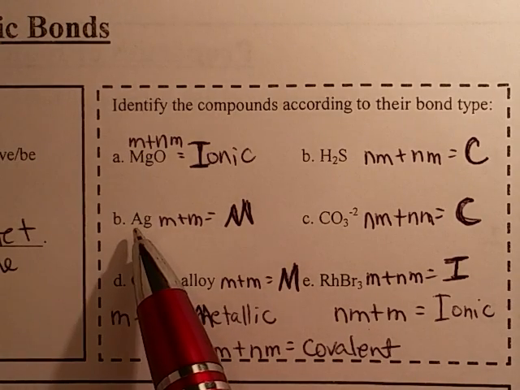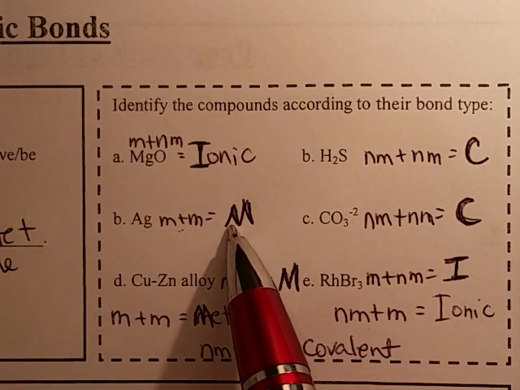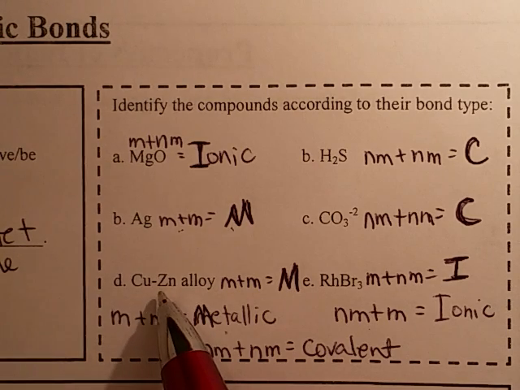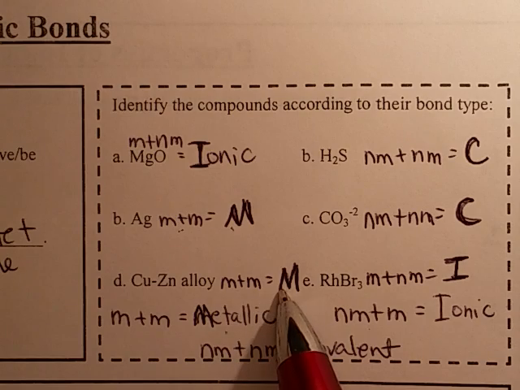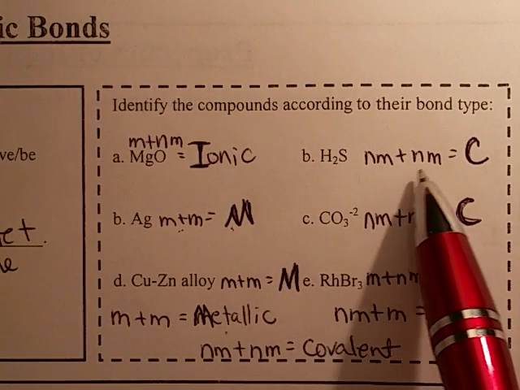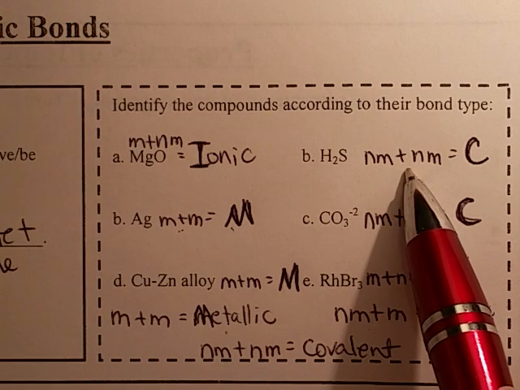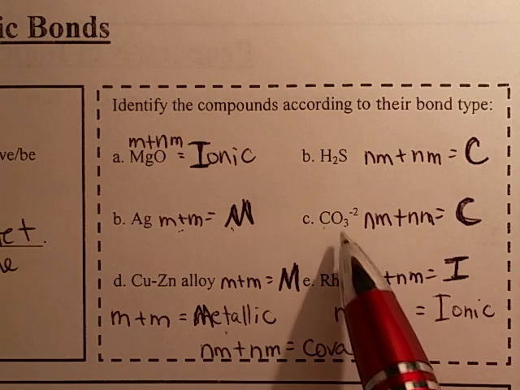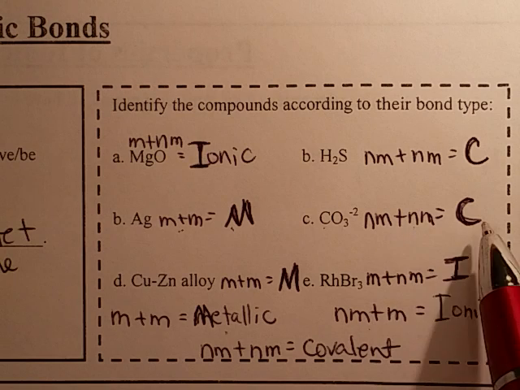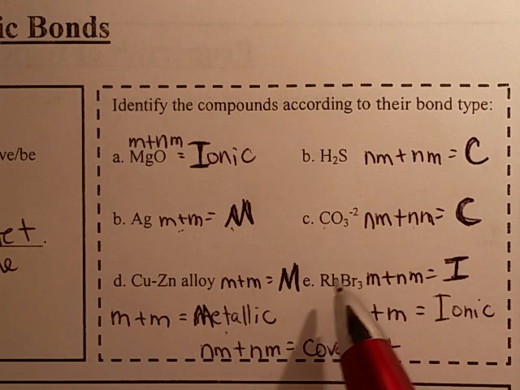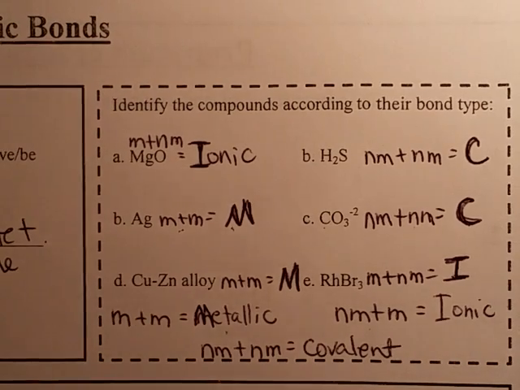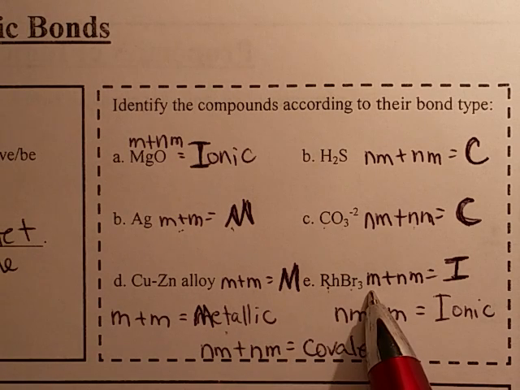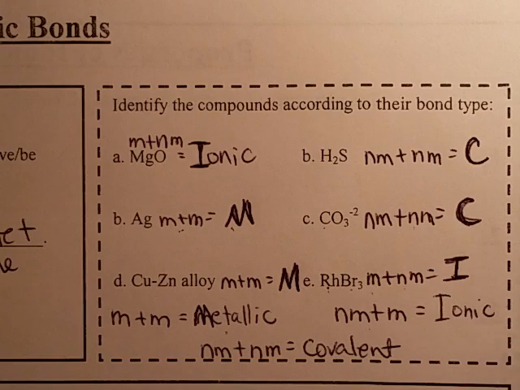Okay. Silver to silver is metal to metal, so it would be metallic. If you have copper and zinc alloy, copper and zinc, looked up on the periodic table, are both metals, so that would also be metallic. Nonmetal to nonmetal, hydrogen and sulfur, would be covalent. Carbon and oxygen are also nonmetal to nonmetal, so this also is covalent. Rhodium and bromine: rhodium is a transition metal and bromine is a nonmetal, so that gives you ionic.